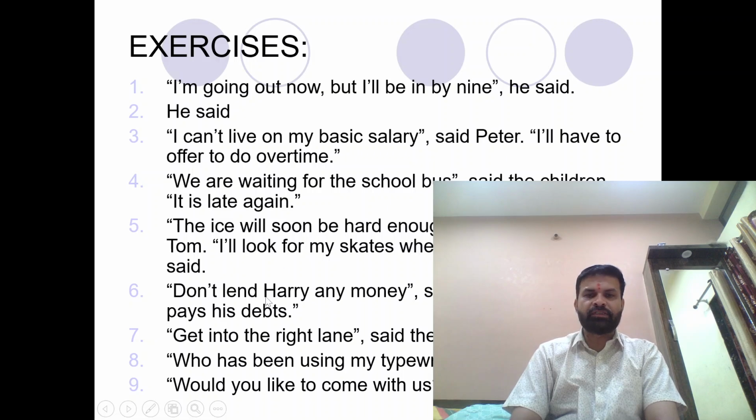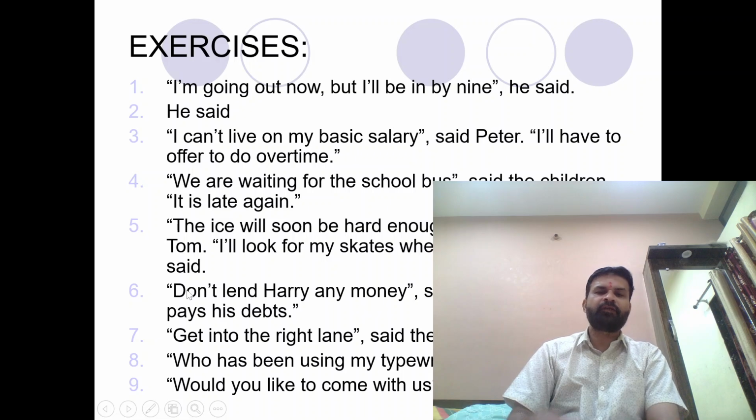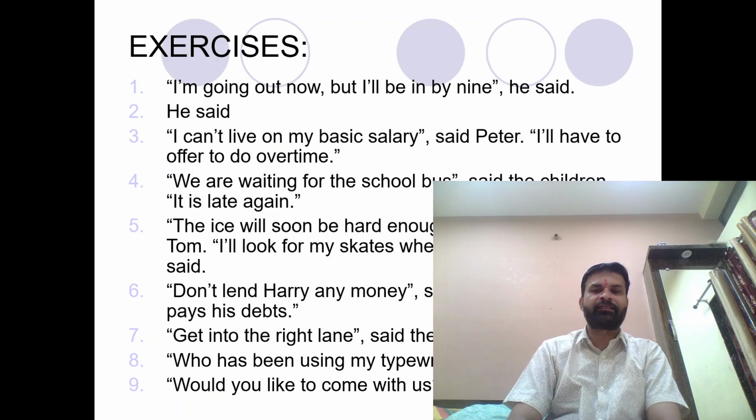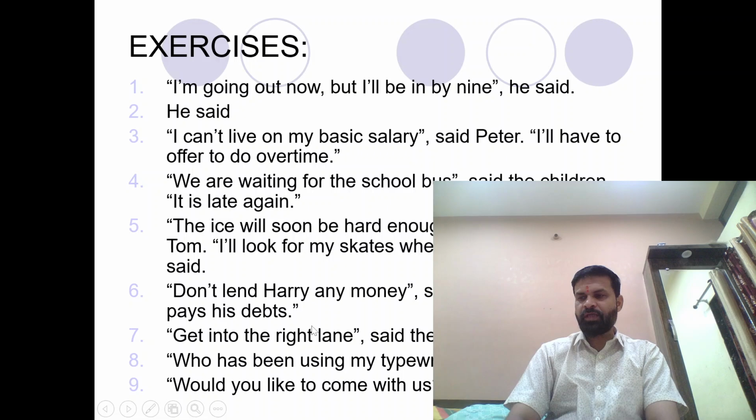Next, don't lend Harry any money, said Lucy. He never pays his debts. Now, here, what type of sentence is this? Don't lend Harry any money. This is an imperative sentence. It's advice. Lucy advised that, this is an imperative sentence. Hang on a bit.